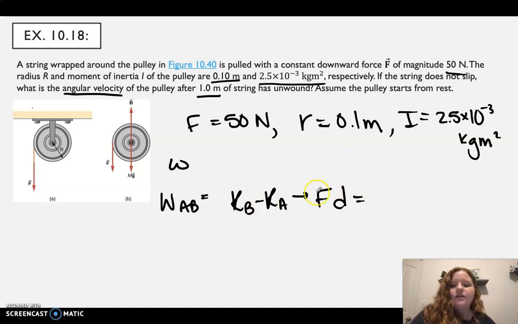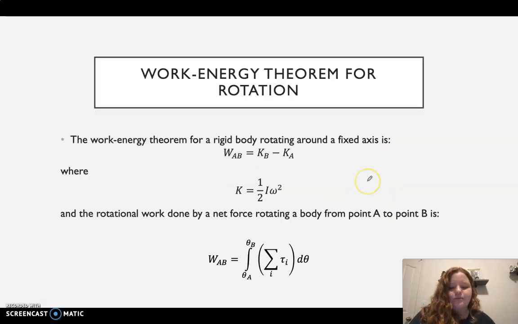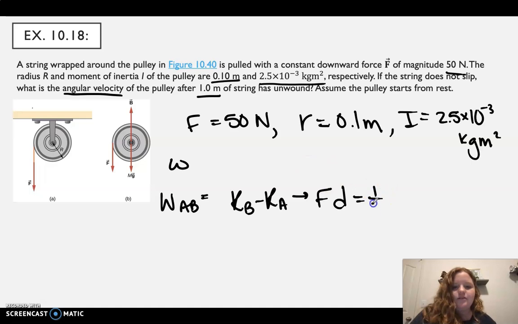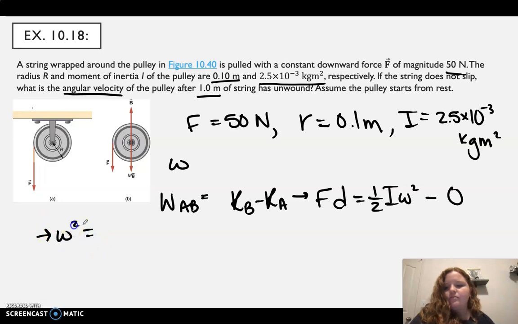So our final kinetic energy is going to be 1/2 I omega squared. And our initial, because it probably starts at rest, our omega is going to be 0, okay? So now we can solve for omega final, and it's going to be 2fd over I, and then we'll square root it.